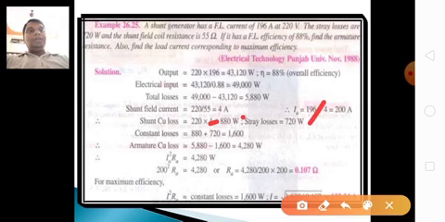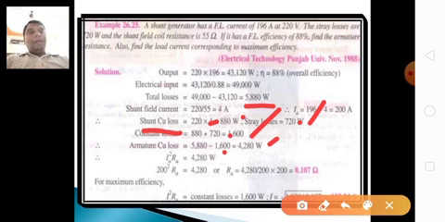Stray loss is given, 720 watts. The constant losses are the shunt copper loss and the stray loss, so 880 plus 720, total 1600 watts. These are the constant losses. Total losses minus constant losses gives the variable loss, that is 4,280 watts. Variable loss means armature copper loss, I square RA, so I square RA equal to 4,280. From this we have to find the value of RA.